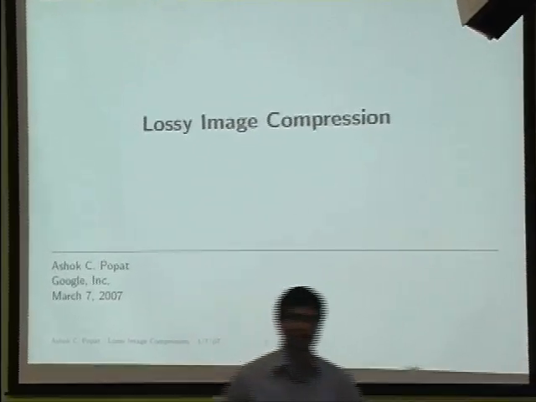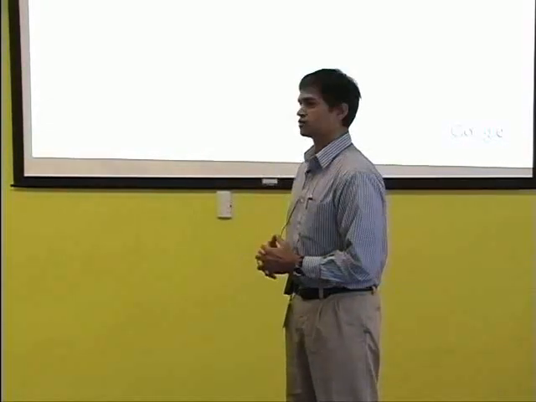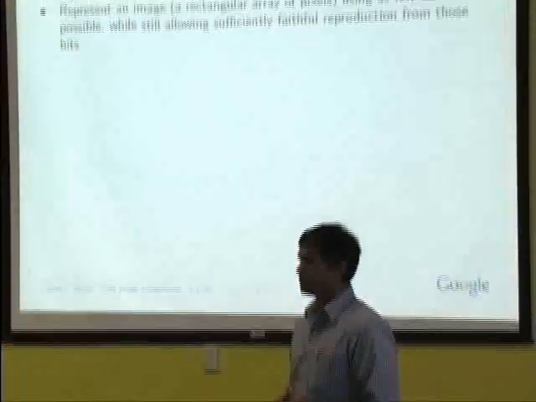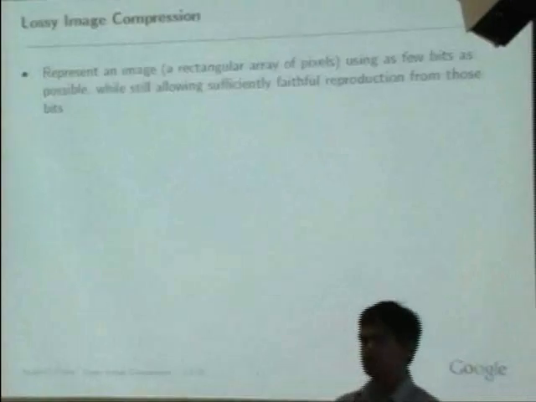I'd like to talk about lossy image compression. And I'd like to start with a statement of the problem. So in lossy image compression, we have an image that's a rectangular array of pixels, and we'd like to represent that with as few bits as we can, but not so few bits that we have to give up too much quality. So that's the trade-off.